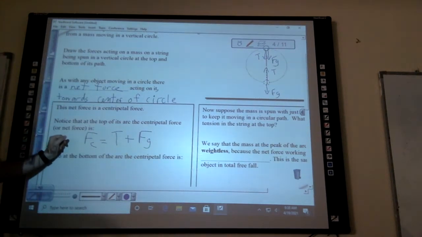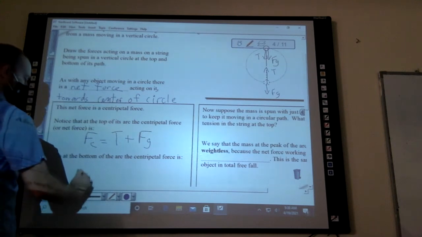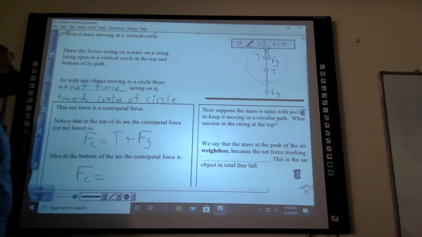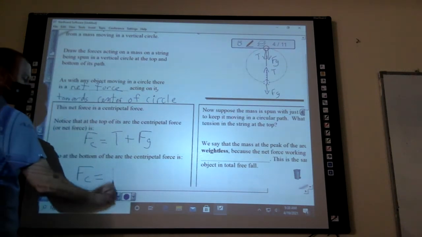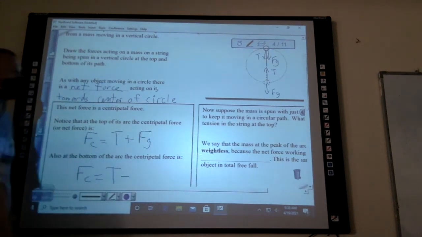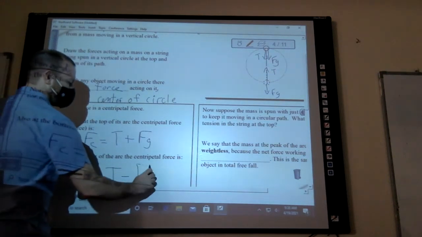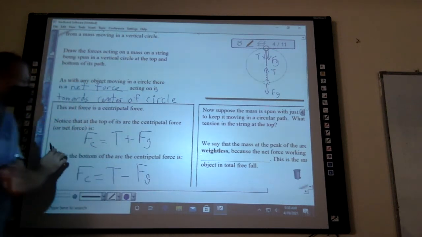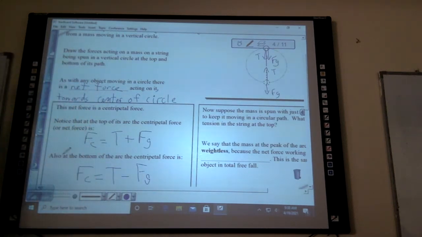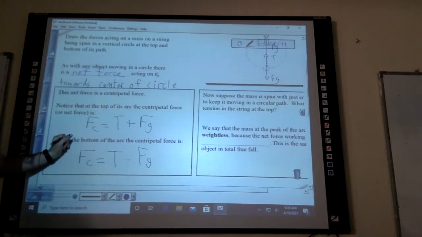As opposed to the bottom, so if I'm looking at the bottom of this, I need the force towards the center of the circle, tension, minus the force away from the center. So this should seem a little bit familiar to you. It's just the new context of Fc. But Fc is just the net force in this case. Any questions on this? Okay.